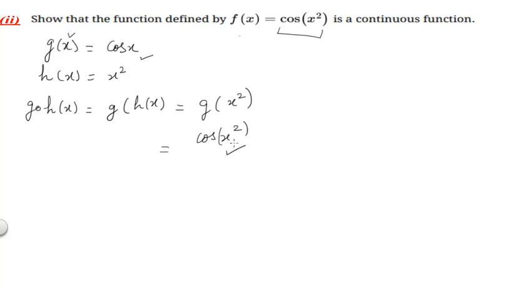So we see this cos of x square is a composition of 2 functions. Also we know cos x is a continuous function everywhere for all the real values of x. x square, being a polynomial function, is continuous. If 2 functions are continuous, their composition is also a continuous function. This is what you should write in the explanation of it. Fine. Now we will move to question number 2.